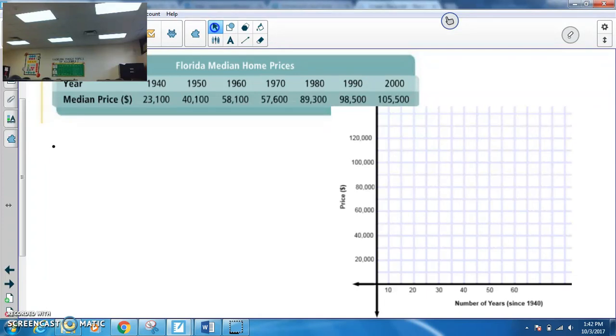X is the number of years since 1940 because we need to have a starting point. So 1940 is going to be year 0. 1950 would be 10. 1960 would be 20. And then the median price. So first 1940 is 23,100. Then 1950, 40,100. 1960, 58,000. 100.